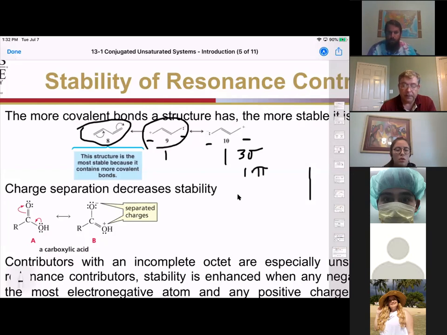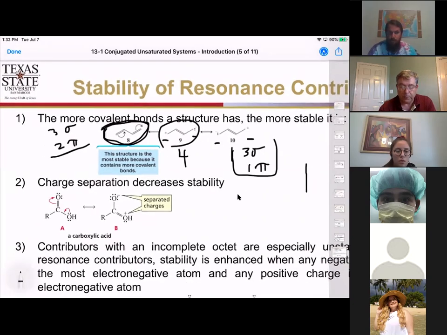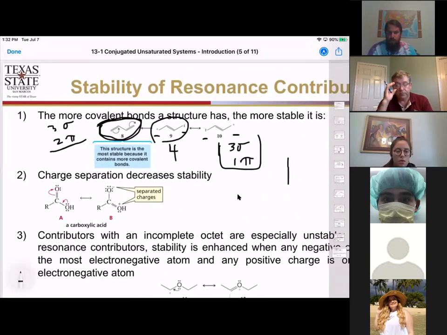So what that means is that this resonance contributor is more stable because it contains more covalent bonds. This has 2 pi bonds and 3 sigma bonds for a total of 5 bonds. Each of these only has 4. So that's going to lead to the more stable structure, okay?